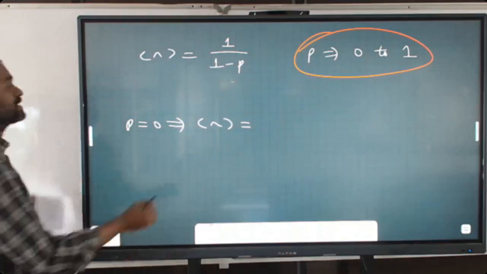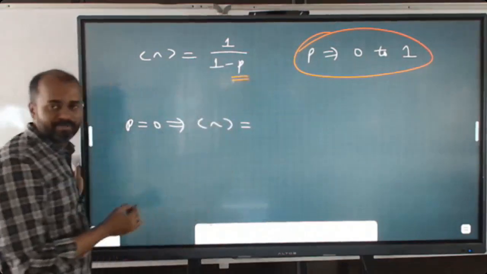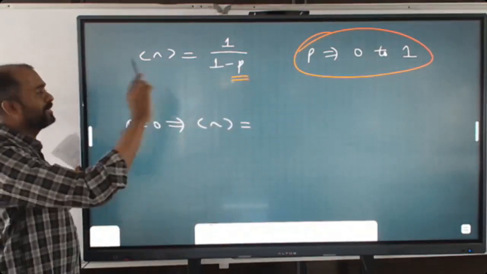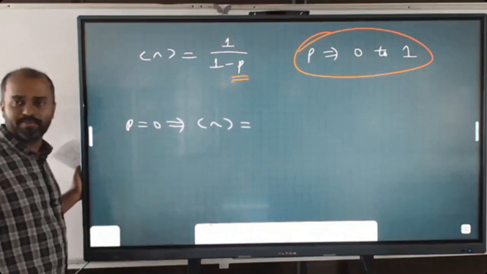p is either a fraction or a probability. It can be a probability also. p is equal to probability or fraction, so its value will definitely be between 0 and 1.